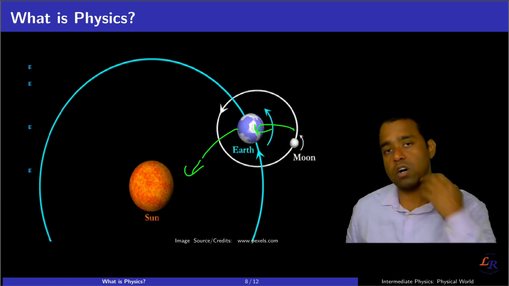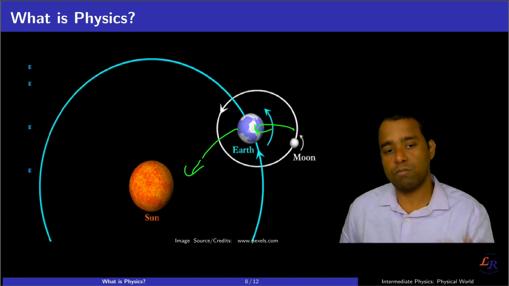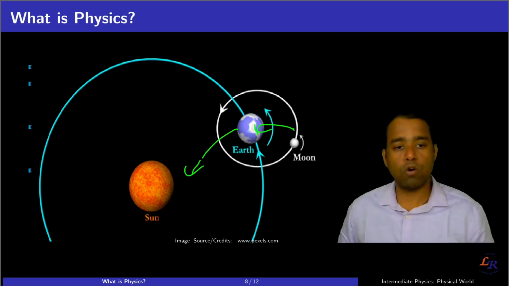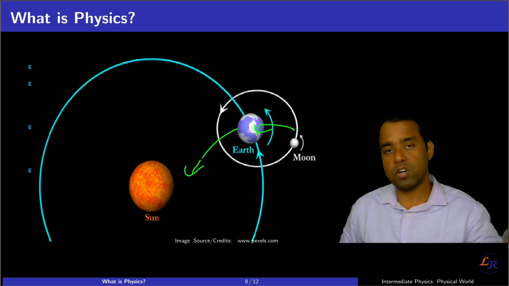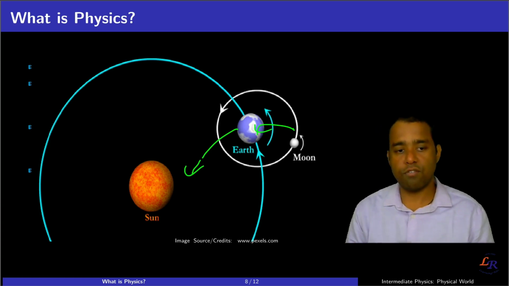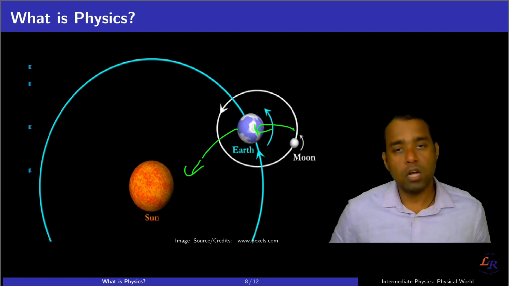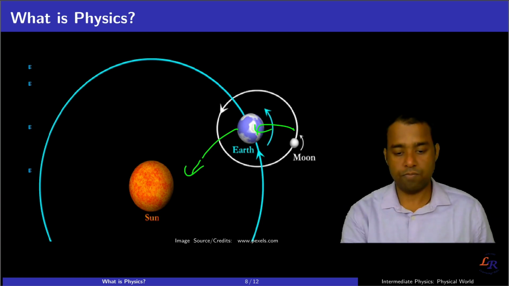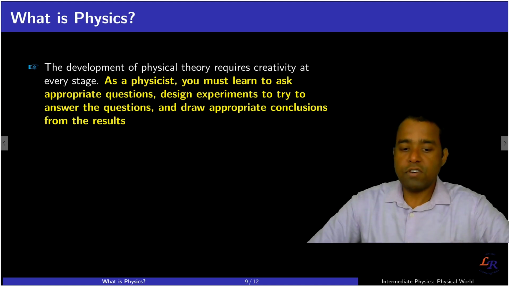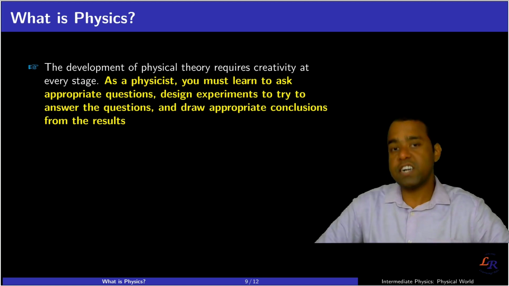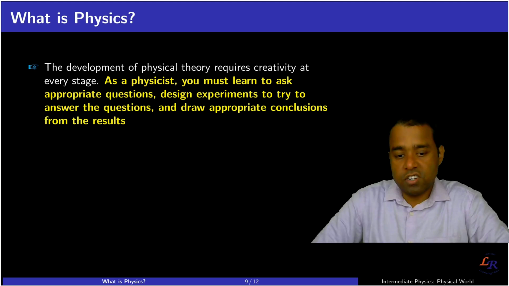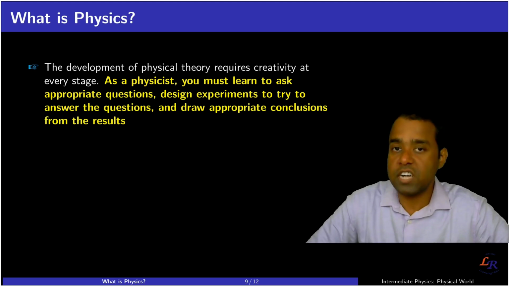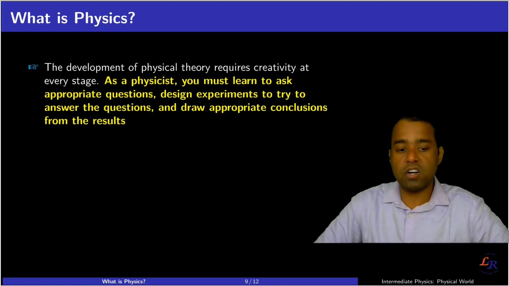So you can see how a simple observation is able to explain a much more complex system, and now we are able to predict how the earth is moving around the sun, how much time it will take, and what the parameters are which influence the motion of the earth around the sun and the motion of the moon around the earth. So the development of a physical theory requires creativity at every stage. As a physicist, you must learn to ask appropriate questions, design experiments to try to answer the questions, and draw appropriate conclusions from the results.